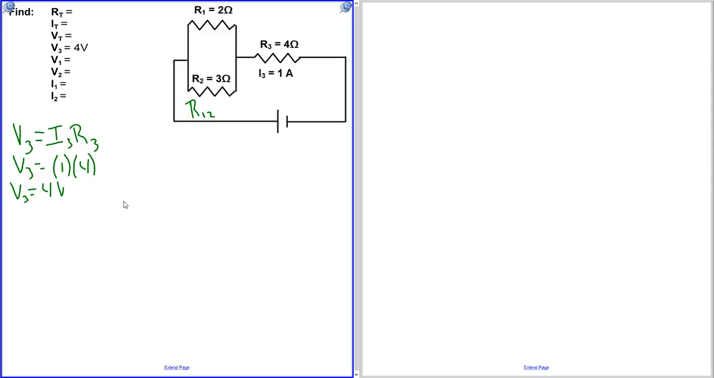Well, if I'm looking at this as an overall series circuit, I could start by combining R1 and R2 so that I have that one resistor R12. So I'm going to say I want to find my resistance of R12. And since R1 and R2 are in parallel, I'm going to say that 1 over R12 equals 1 over R1 plus 1 over R2.